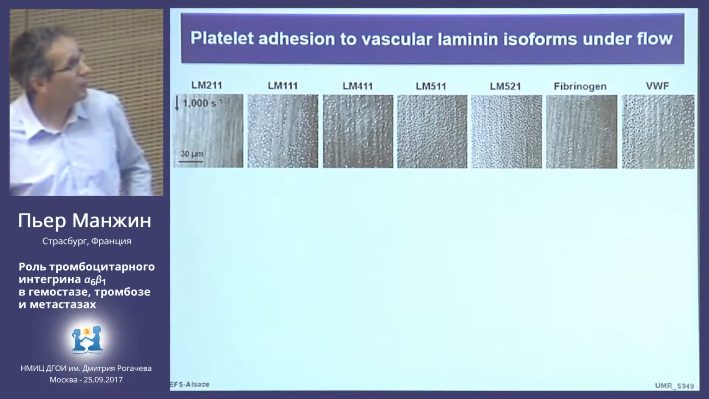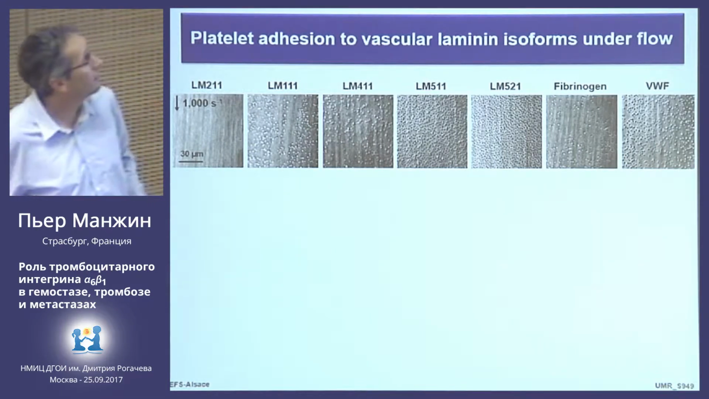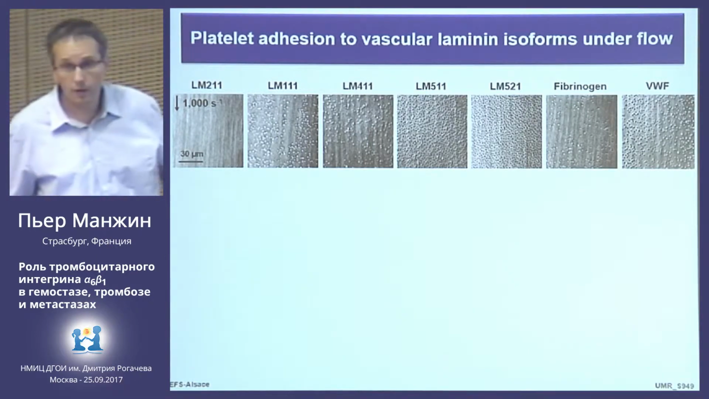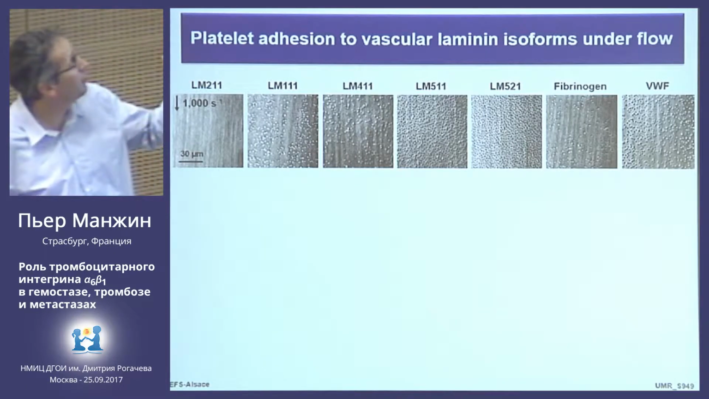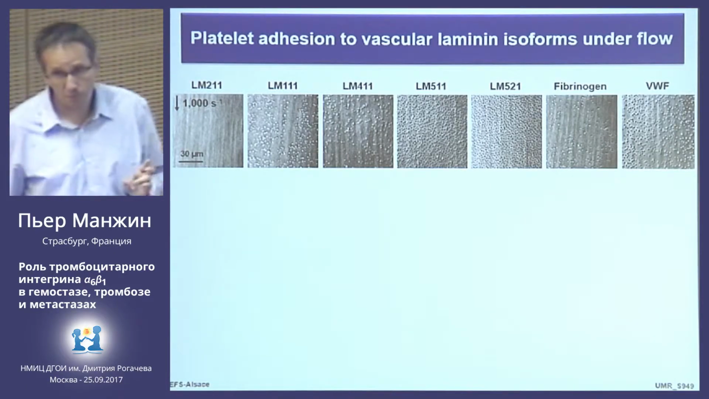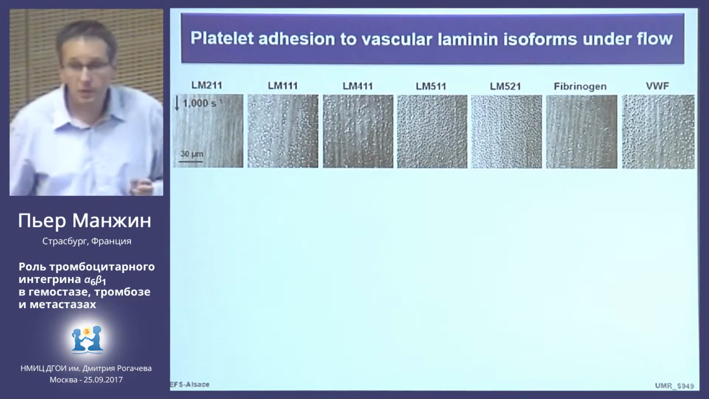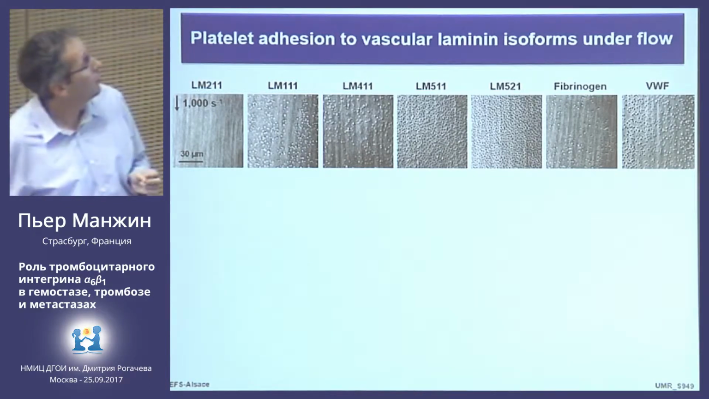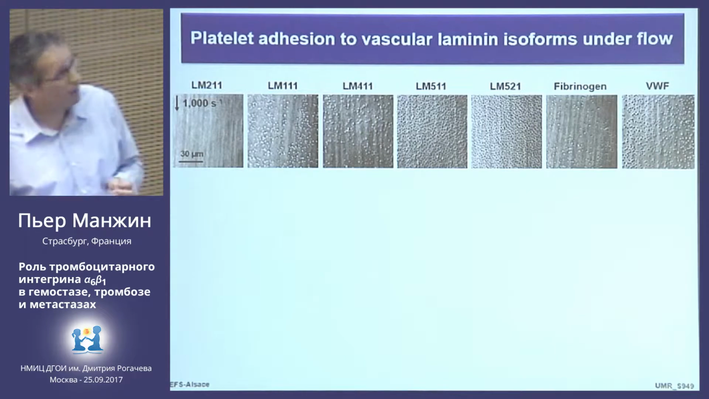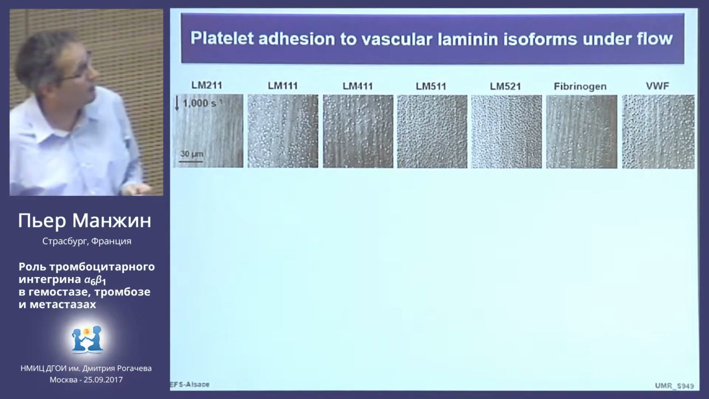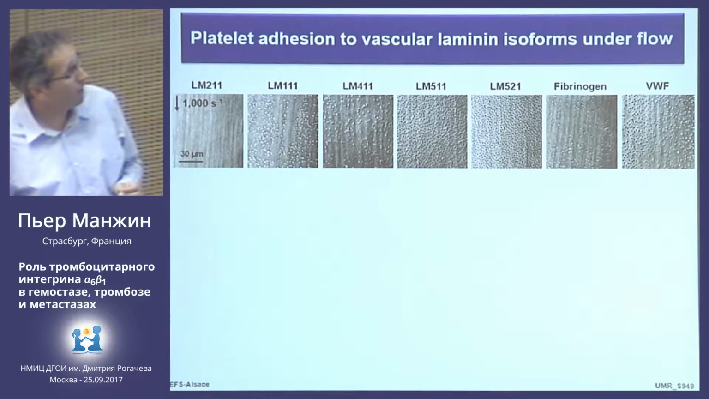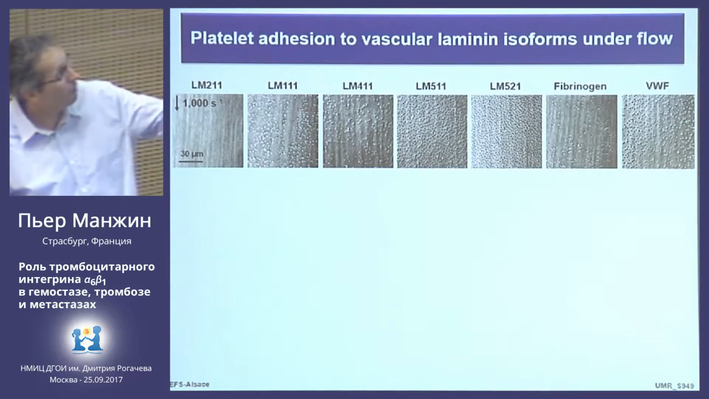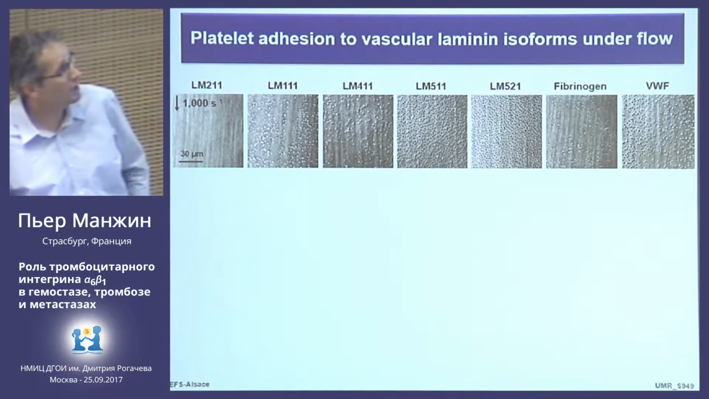We then decided to look at all the different vascular laminins and compare them to laminin 111, because that's the one that was studied in the literature, but also to two well-known adhesive proteins for platelets, fibrinogen and VWF. These experiments were performed at a wall shear rate of 1,000 per second. We did not see any platelets adhering on laminin 211. We had nice adhesion on laminin 111 and 411 that was quite equivalent to what we had on fibrinogen. And we were very impressed with the adhesion we observed on α5 chain containing laminins, 511 and 521, that was even more impressive than on VWF.